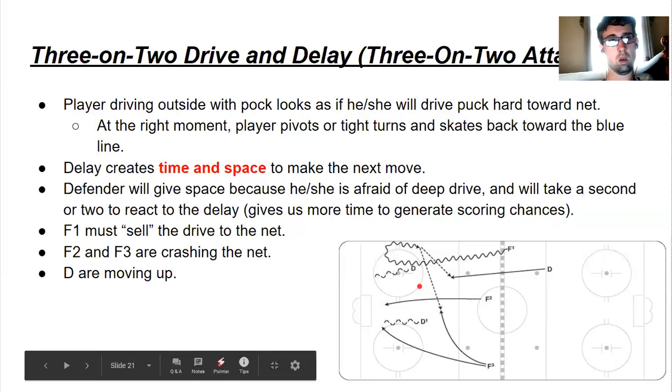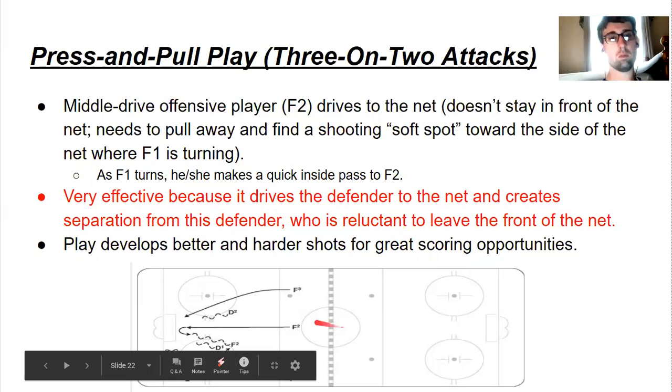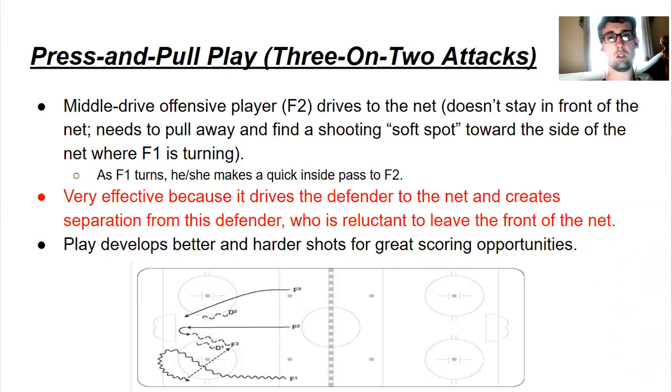Press and pull play. 3-on-2 attacks. Middle drive, offensive player. Forward 2 drives to the net. Doesn't stay in front of the net. Needs to pull away and find a shooting soft spot toward the side of the net where F1 is turning.